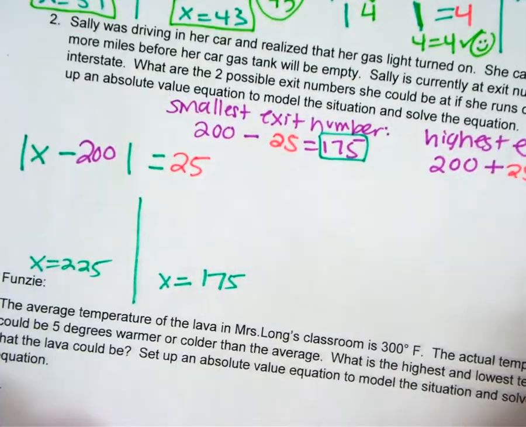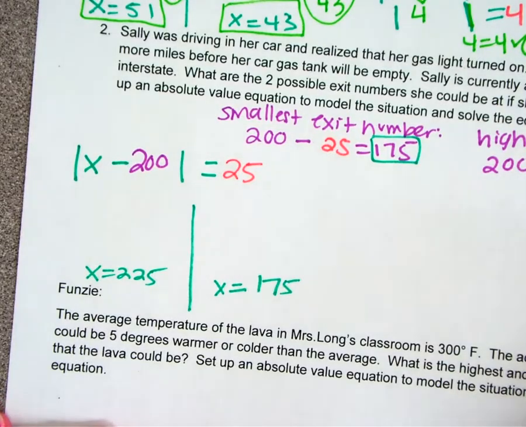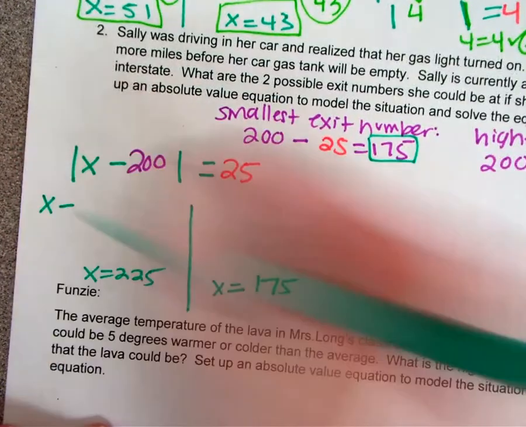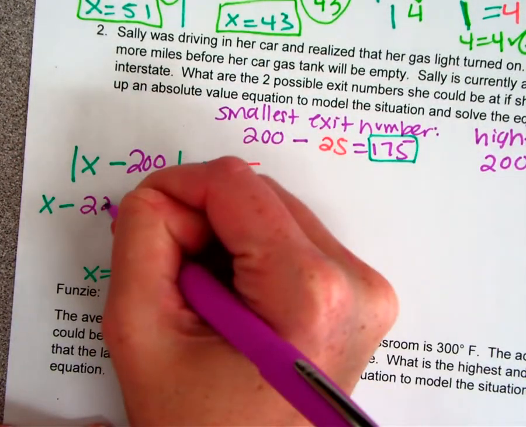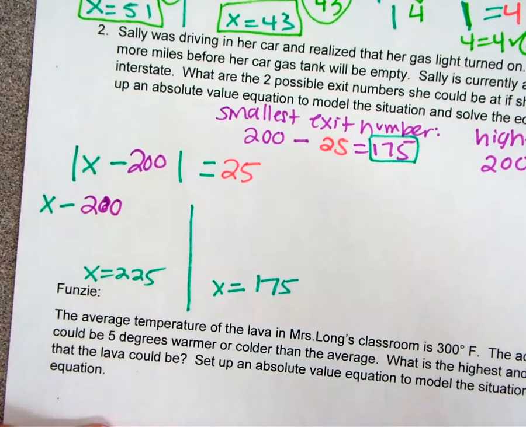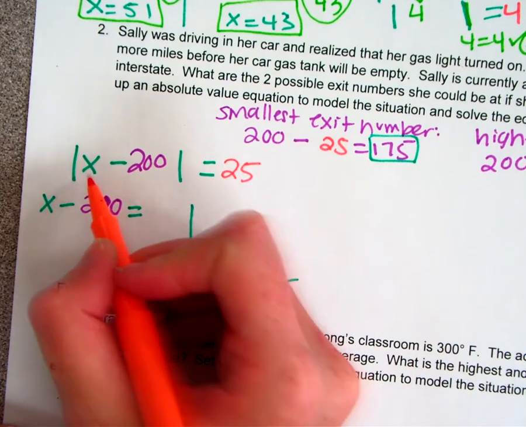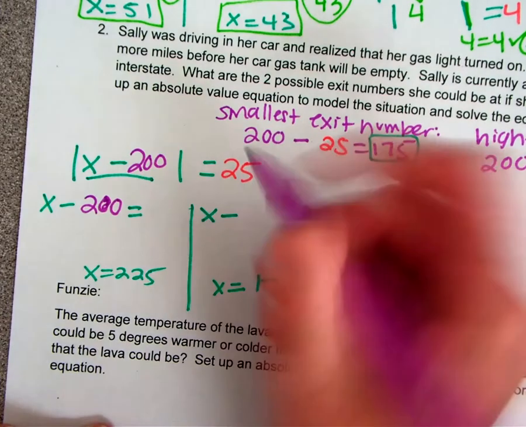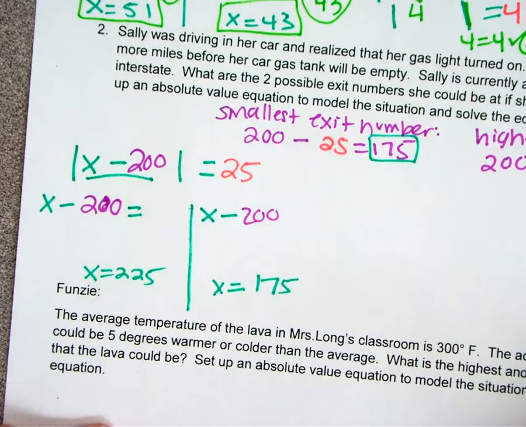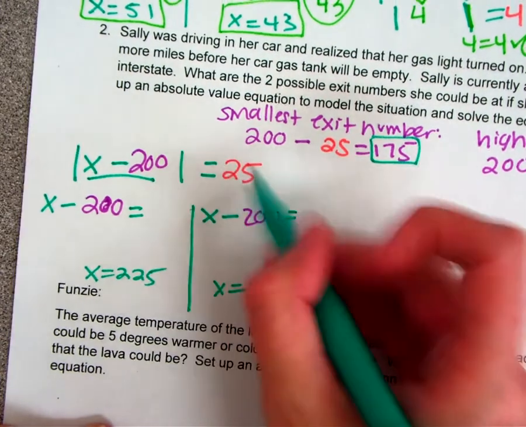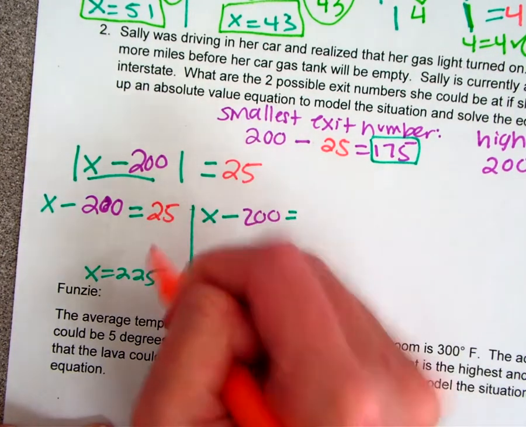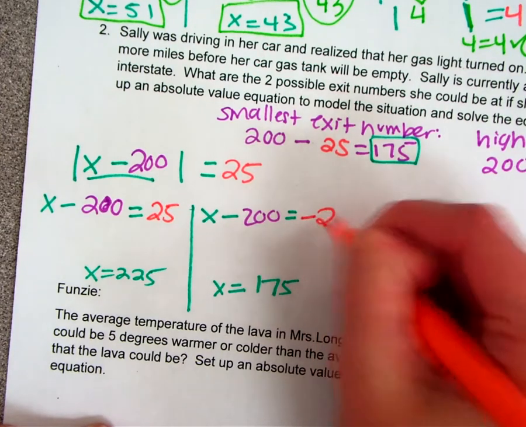Let's do this thing. Okay, so we have x minus 200. That's a 200. That's really ugly, but it'll be all right. So remember, we write this part of the equation twice. The other side is x minus 200 as well. And then one side will equal whatever the equation equals, which is 25. And on the other side, the sign is going to change, so negative 25.